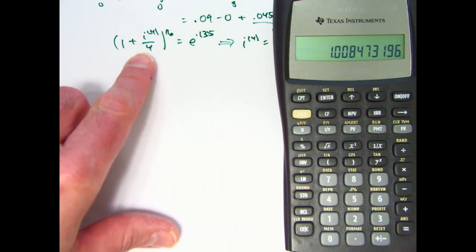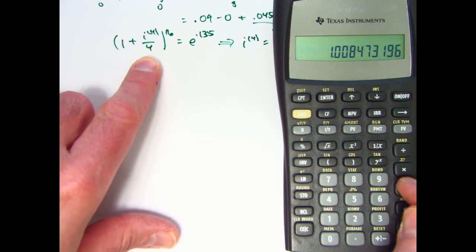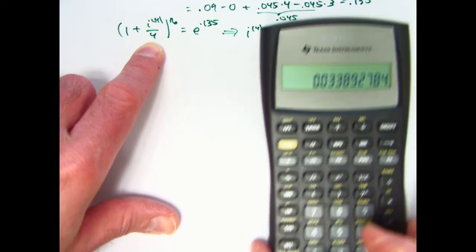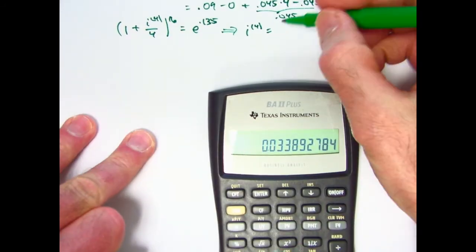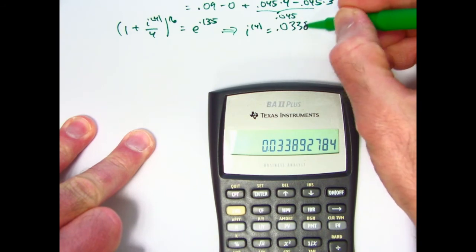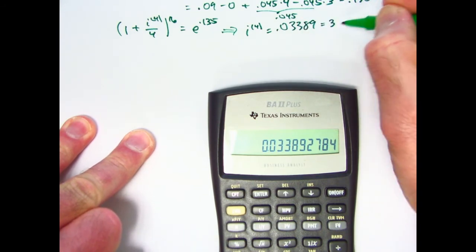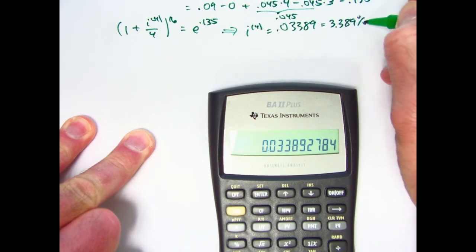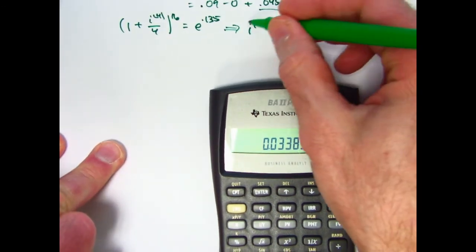It will equal 1 plus i4 over 4, so now I subtract 1 and multiply by 4. The answer is 0.03389, approximately 3.389%. Right, that is the answer.